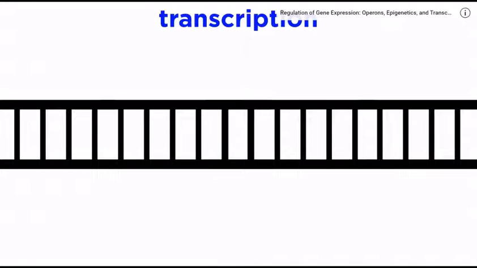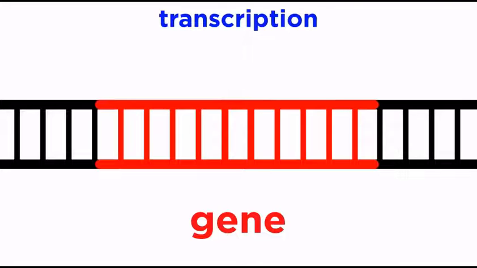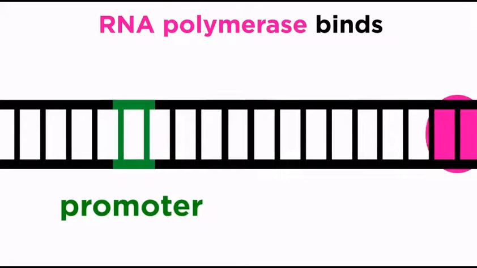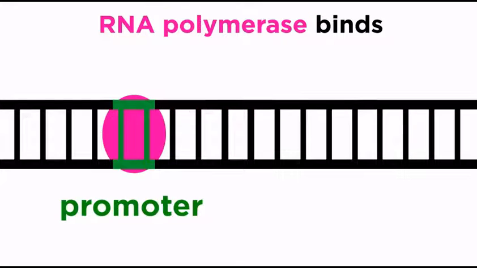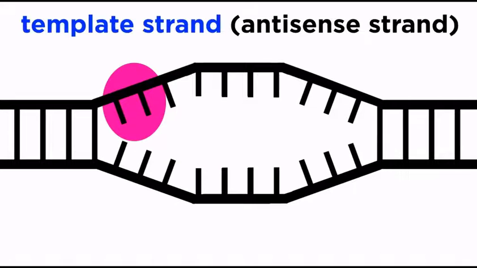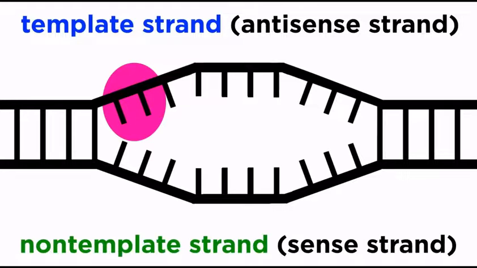The first step is called transcription. This is the process by which enzymes use one of the strands of DNA within a gene as a template to produce a messenger RNA, or mRNA. To do this, RNA polymerase, with the help of proteins called transcription factors, binds to a specific sequence within the gene, which is called the promoter, and pries the two strands apart. One of the strands will serve as the template strand, or antisense strand, meaning it will be used to generate the mRNA, and the other is the non-template strand, or the sense strand.